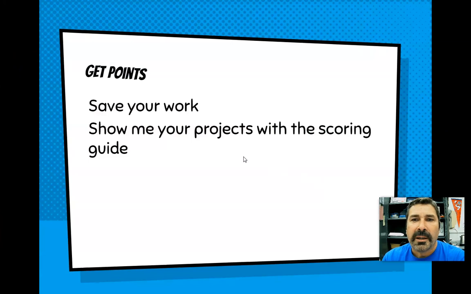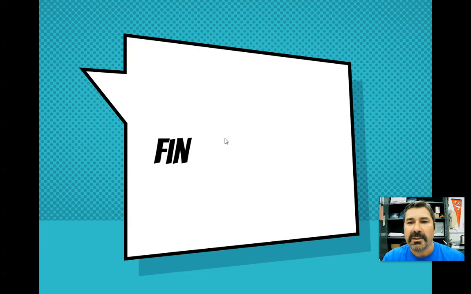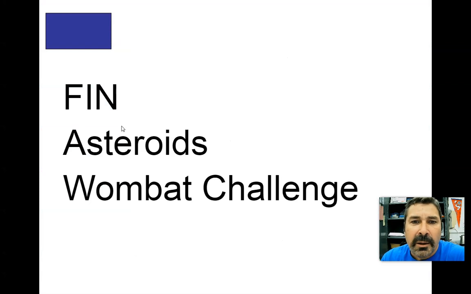Okay, make sure you save your work, which in Greenfoot automatically saves. And then show me your projects with the scoring guide, the scoring guides I handed out. You can also find them in Canvas or Google Classroom, depending on what I'm doing. That's how you get the points, by showing me the scoring guide with everything done. But we're not done yet because we need to do asteroids before you turn anything in. So we're mostly done. We're going to go on to asteroids next.